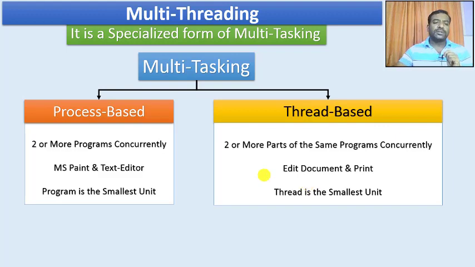Clear? Hence in the process based, the program is the smallest unit. I am going to have n number of programs, hence the smallest unit is going to be the program itself. And if I'm going to talk about thread based, the smallest unit is going to be the thread. I'll just pick one program. In that program, I'll be having n number of parts. Each part is going to have its own concurrent execution, and each execution we call a thread, and thread is going to be the smallest unit. I hope you are clear with what is process based and what is thread based.